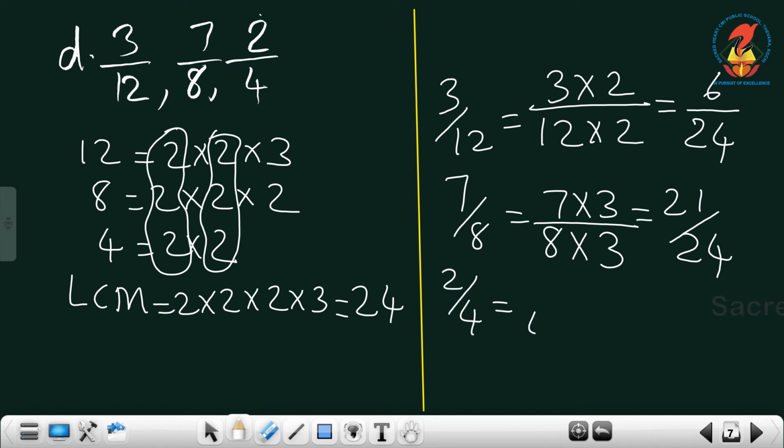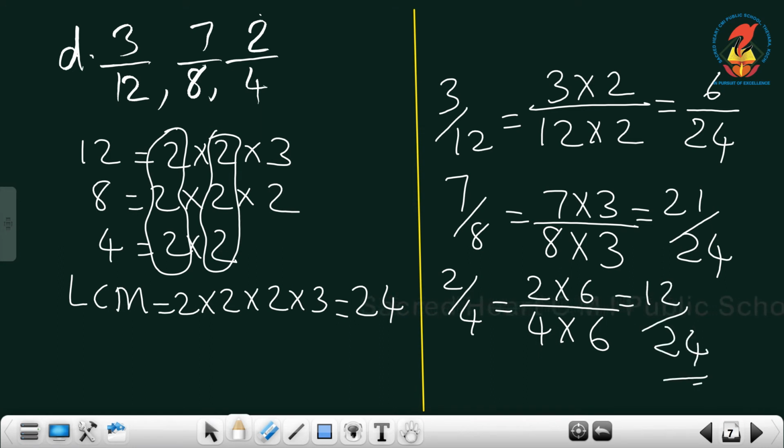2 by 4 equals 4 into which number? 4 6s are 24, and 2 into 6 is 12, so 12 by 24. See, all the fractions. Now it is in like fractions only, right? And all the fractions are like.